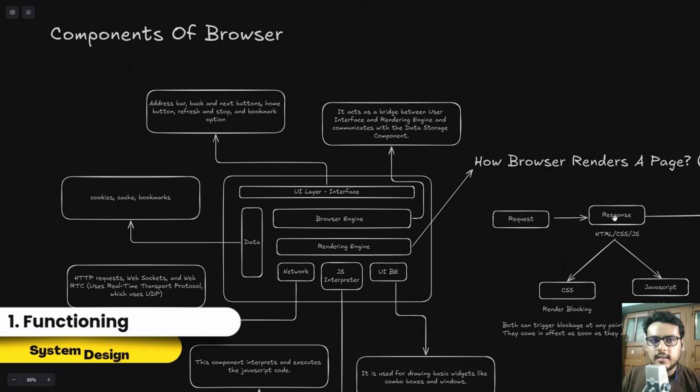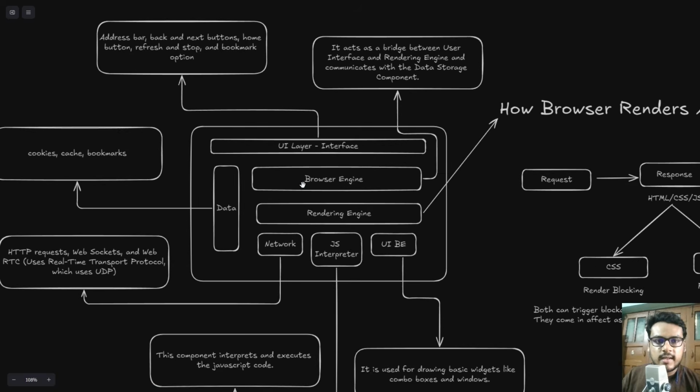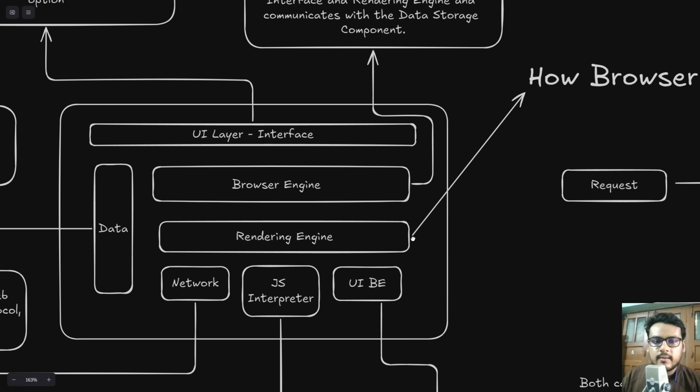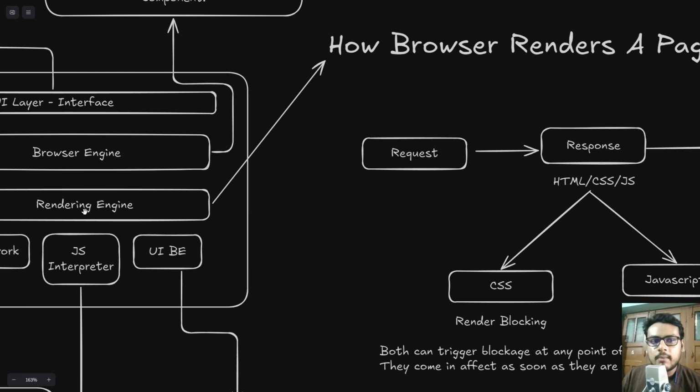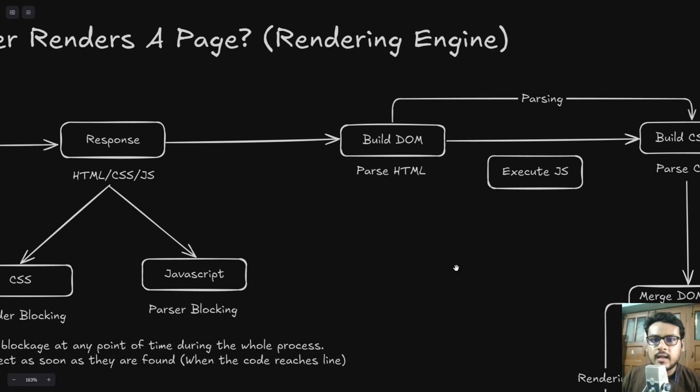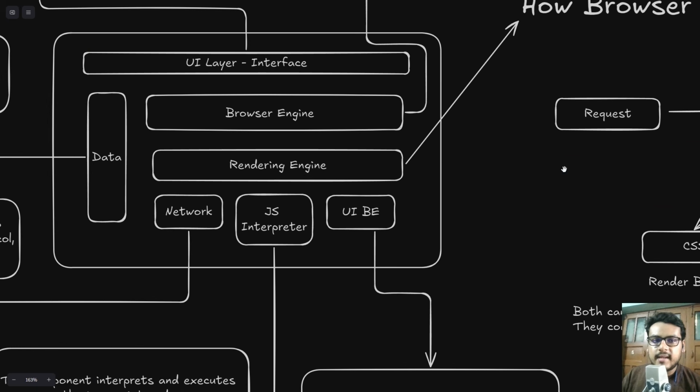Hi, welcome to the first module of this particular series, and in this module we are going to talk about components of the browser. On the screen you are seeing a browser, so this square box represents a browser, and inside it we have various components: UI layer, browser engine, rendering engine, data component, network, JS interpreter, and UI backend. We are going to talk in brief about some of the components, followed by an in-depth look at the rendering engine. This is the most crucial part, and it is sometimes asked in interviews as well, so it is very important.